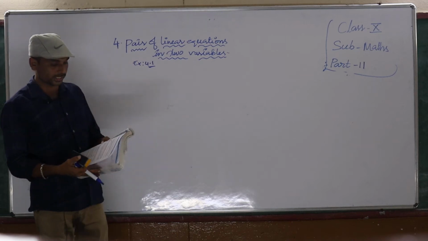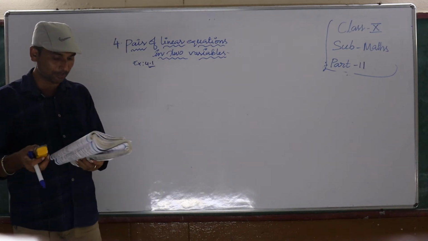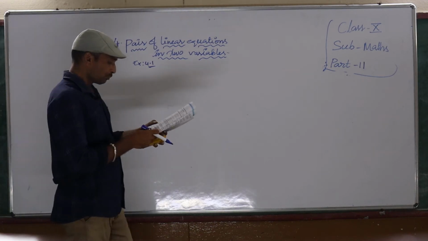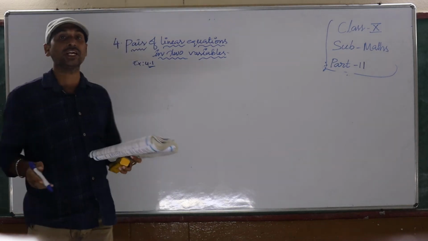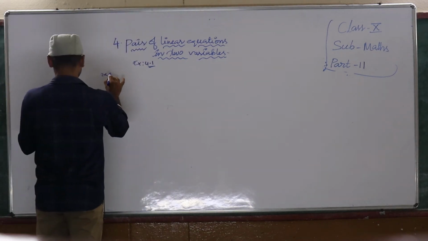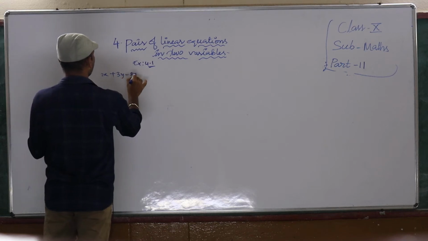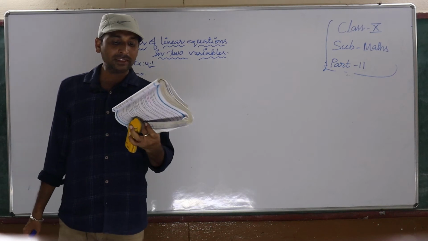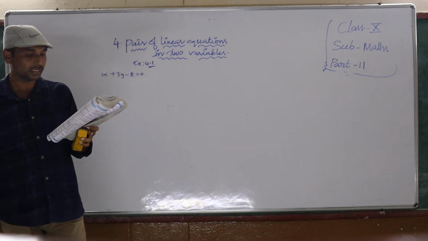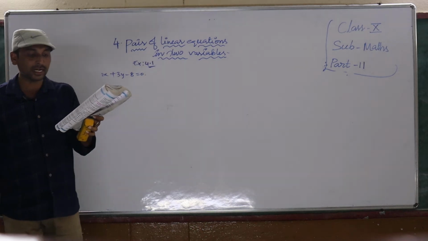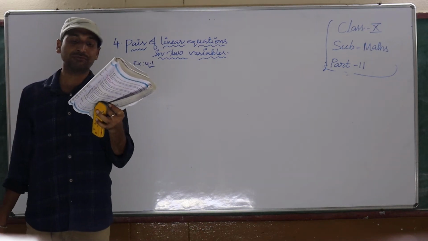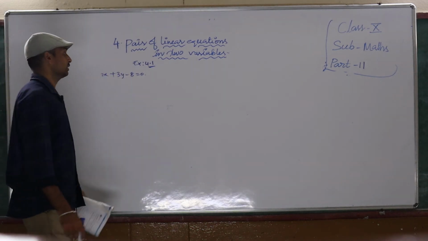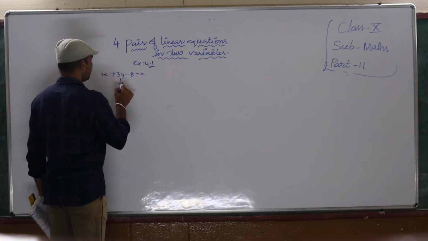Okay children, so next let us discuss 8th problem. So before that, once I will explain 7th one. See, we have a linear equation 2x plus 3y minus 8 is equal to 0. This is the given equation. Write another linear equation in two variables x and y such that the geometrical representation of the pair so formed is intersecting lines. See, this is the given equation.